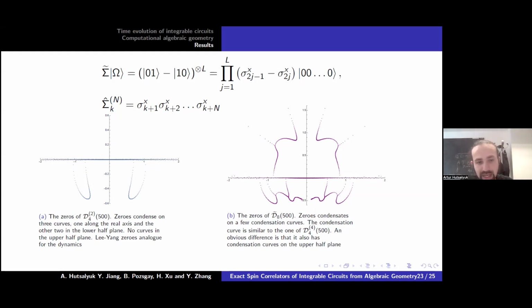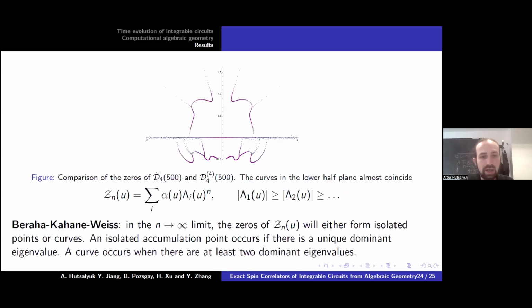If it's a one-dimensional system with dynamics, it's a little bit different situation, but indeed I don't have time to go into details about this.